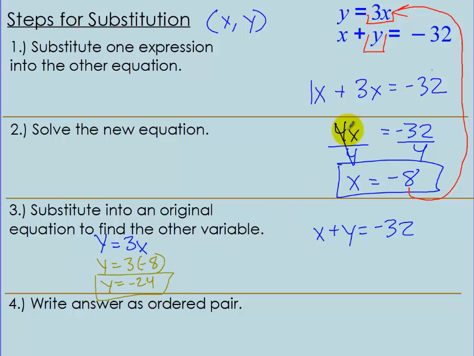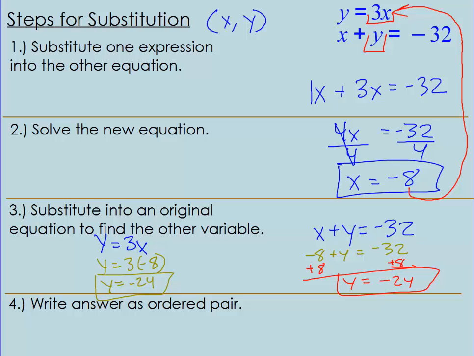Now if I substitute into that other equation right here, it's negative 8 plus y equals negative 32. Then I would add 8 to both sides. When you add 8 to both sides, y equals negative 24. Hey, it's the same thing. So it doesn't matter which one, it's just whatever looks easier to you.